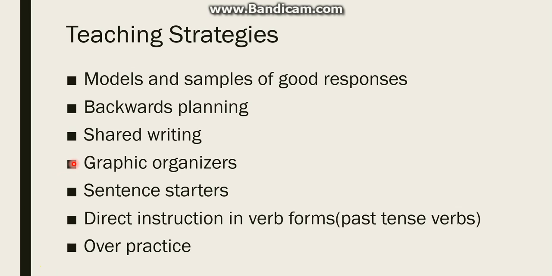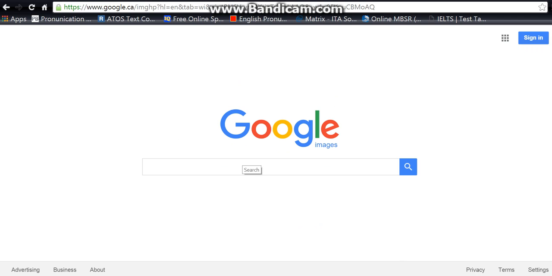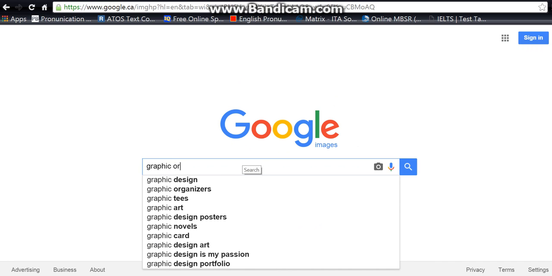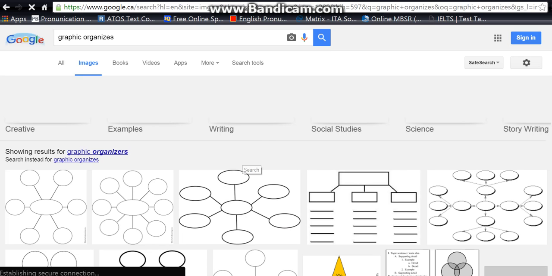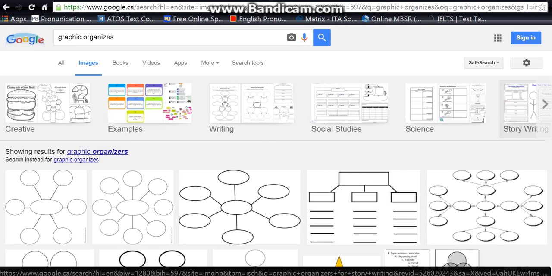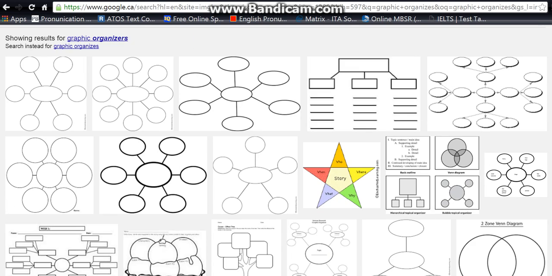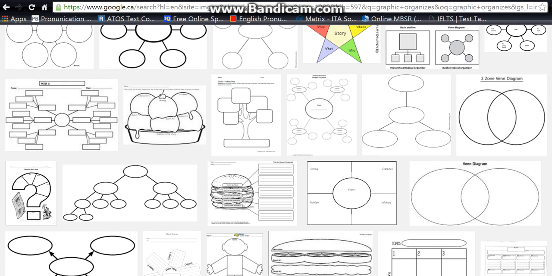So what a graphic organizer is, and I'm just going to go to Google and show you what this looks like, is if you do an image search under graphic organizers. Whoops, I even spelled it wrong and it came up correctly. You'll get these sort of spiderweb type. And there are lots of different ones that you can use.